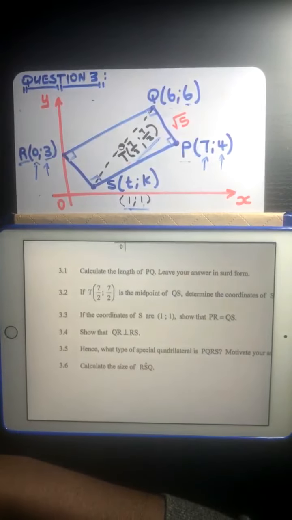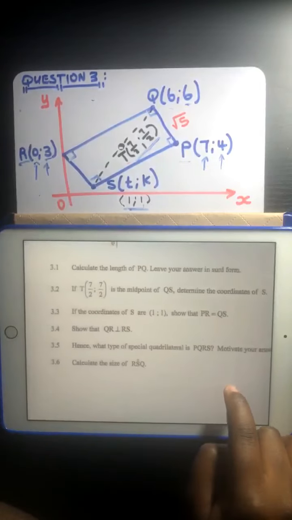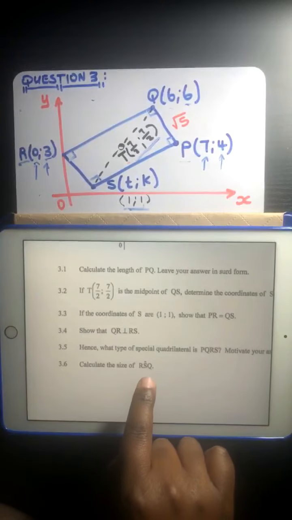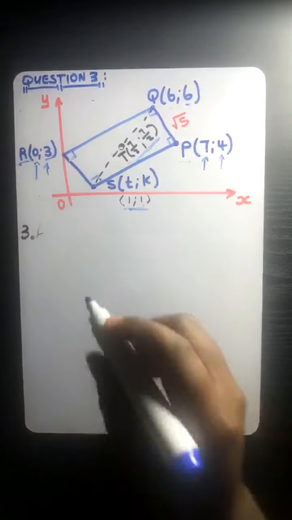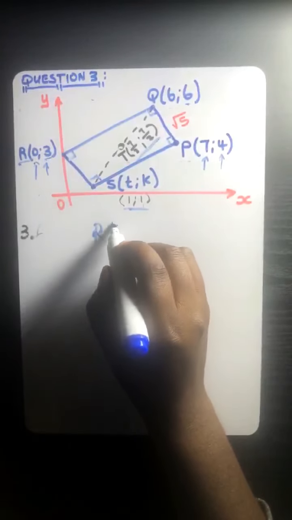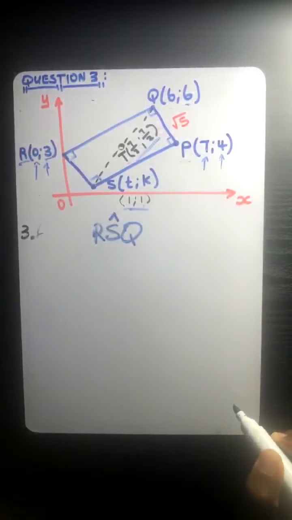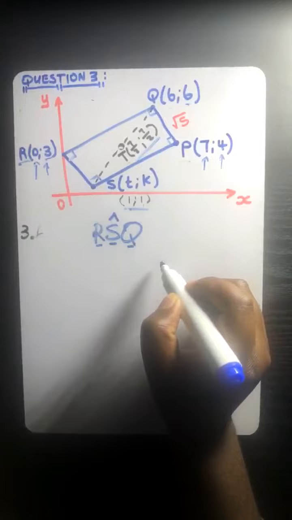100%. So, 3.6 says calculate the size of angle S in triangle RSQ. This question is allocated 3 marks. Calculate the size of RSQ. Let's see. What exactly is the examiner saying there? So they say in triangle RSQ, they want us to calculate angle S. So the moment you're given something similar to this, try to draw that triangle. Where is R? There is R.